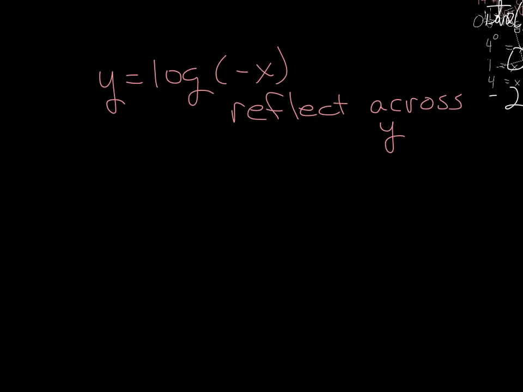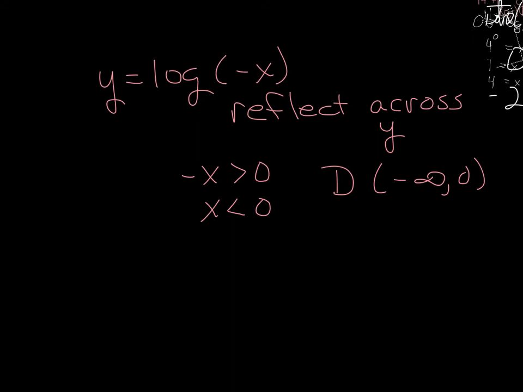Okay, so let's think about this. We need to figure out what our domain is here. So we're going to set negative x has to be greater than 0. So what does that mean when I've solved for x? Well, x is greater than negative 0. When we multiply or divide across an inequality with a negative, what happens to the sign? It flips. So x is less than 0. So our domain is going to be negative infinity to 0.